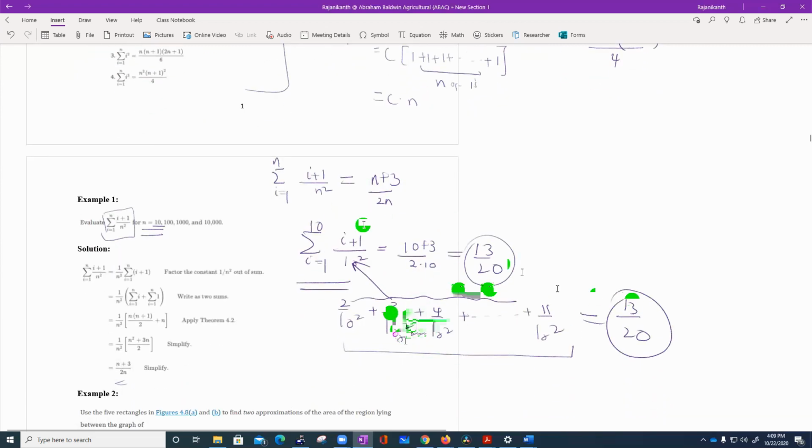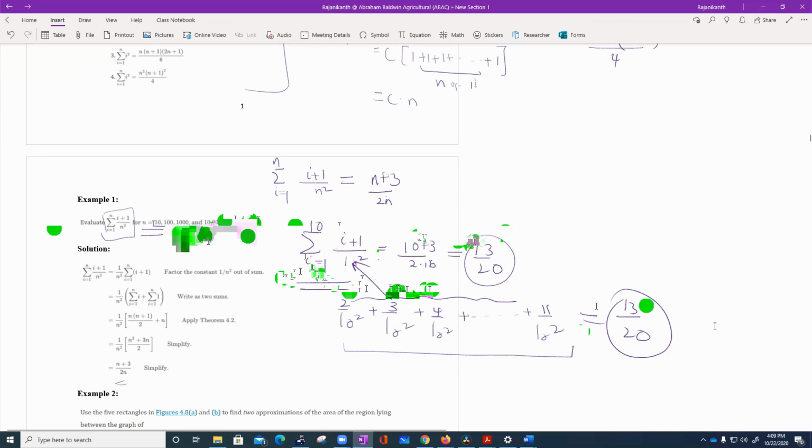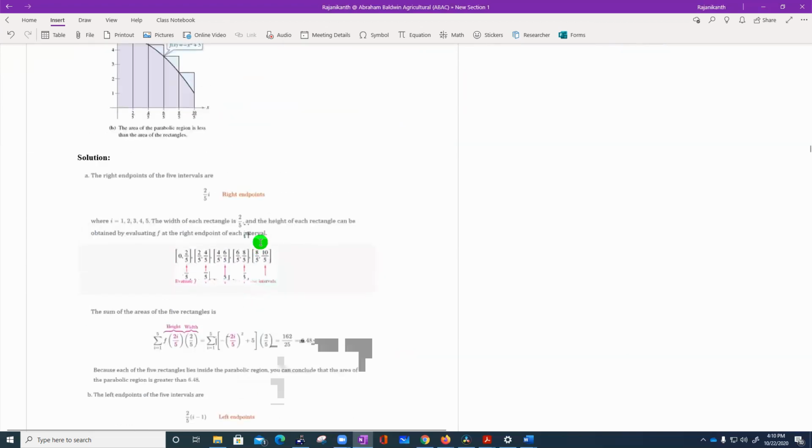So simply, I have explained here how to add up to 10 terms. A similar formula can be applied for 100 terms and 1,000 and 10,000 terms, okay? So this is all to get an idea about the summation notation before getting into the real problem, okay? What is our task? Our task is to find the area under the curve.